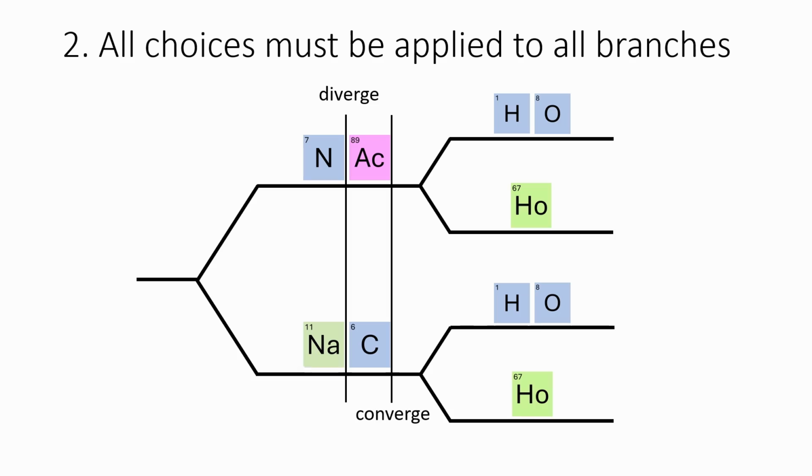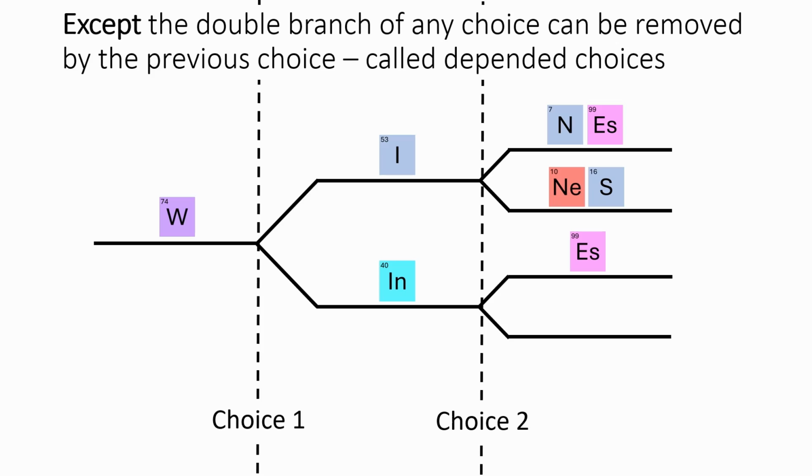Importantly, the branches of the second choice also must converge in order to spell the same word, because they must have the same length. Now we get on to the most important exception, which is the double branch of any choice can be removed by the previous choice. And the reason this happens is that before the branches of choice 1 can converge, there is a second choice. Because the branches aren't the same length, it's only applied to the shorter of the 2 branches. And you can see why that is. The N is causing choice 2 to occur, but for the lower branch of choice 1, the N is already used in the atomic symbol IN.